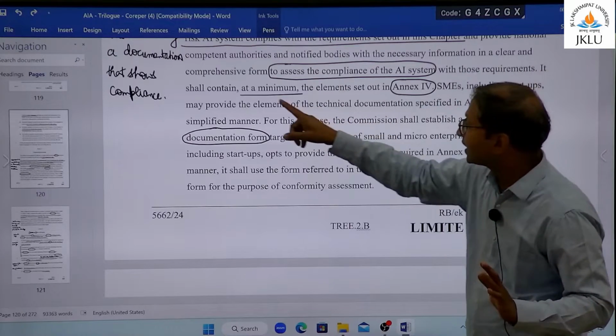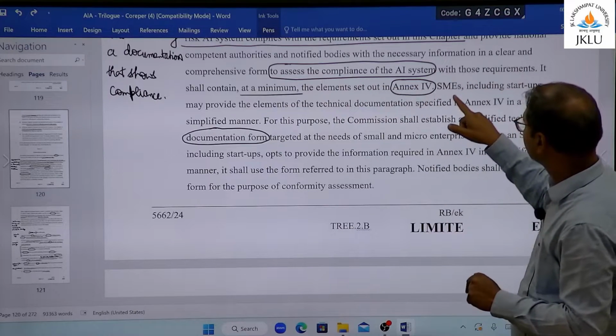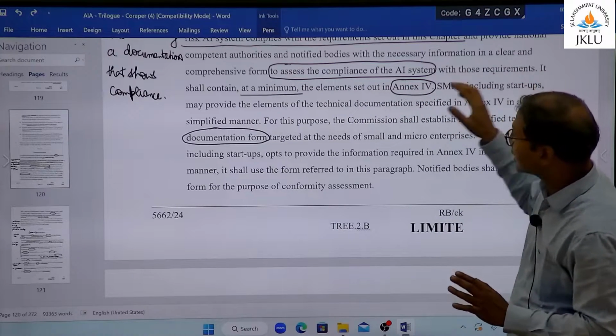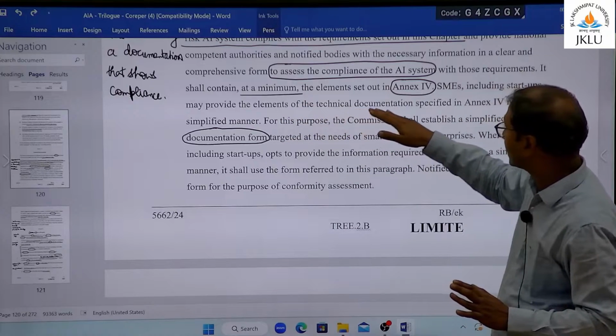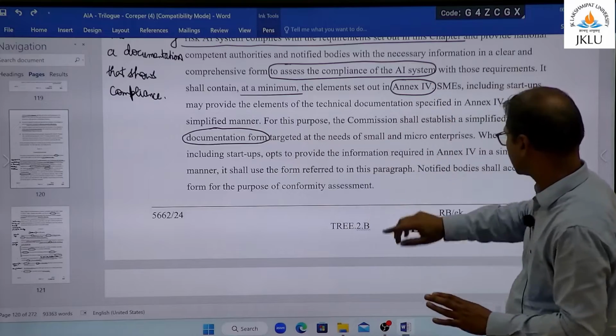Right? It shall contain at a minimum the elements set out in Annexure 4, we will see that. SMEs including startups may provide the elements of technical documentation specified in Annexure 4 in a simplified manner. These are procedural things, I will skip it.